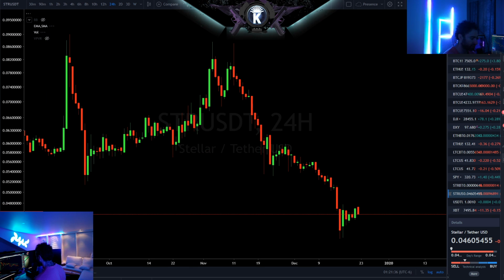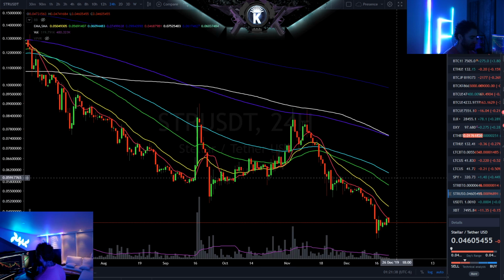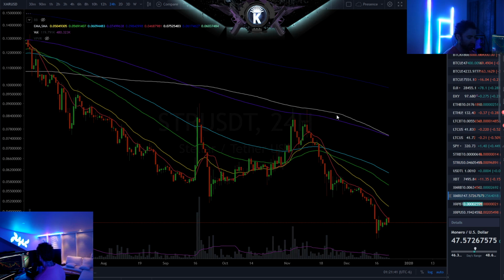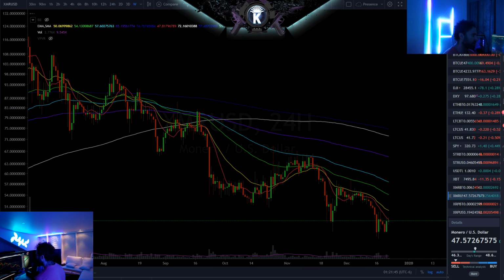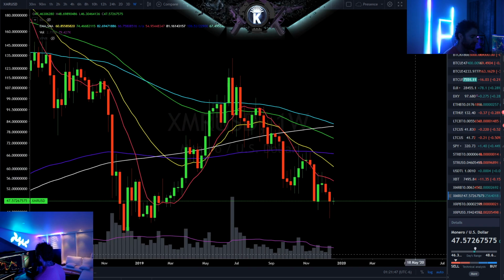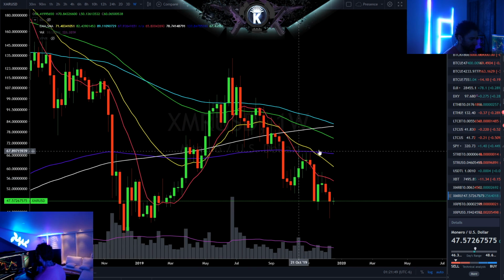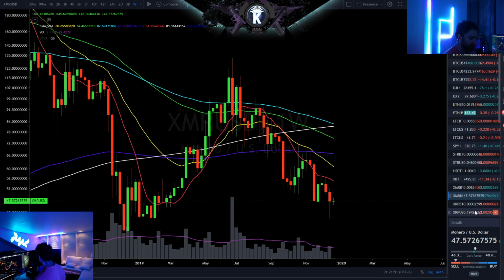This is atrocious. Rejected at the 10. I mean, it's pathetic. Monero, what's Monero doing? It's been a little bit on the stronger side in comparison to the other shitcoins in this market, although everything pretty much does move together. Same thing here. It's still trending very hard to the downside.